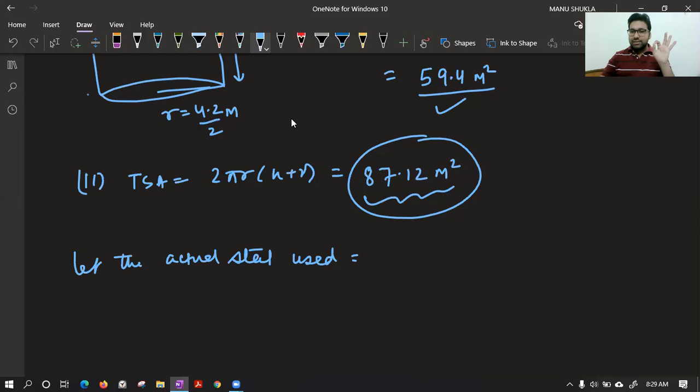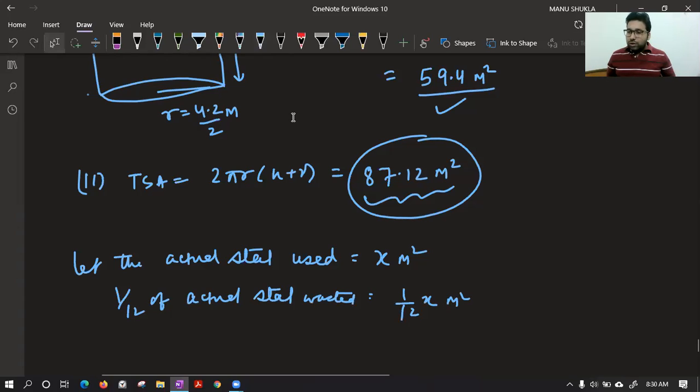So first I have taken it as X meter square. I have assumed that X meter square is actually used. Now they are saying 1 by 12 of steel actually used was wasted. So what is 1 by 12 of actually used? 1 by 12 of actual steel is wasted. Wasted is equal to how much? 1 by 12 of X meter square. This you have to understand, class. Vaishnav, yes, now it is correct.